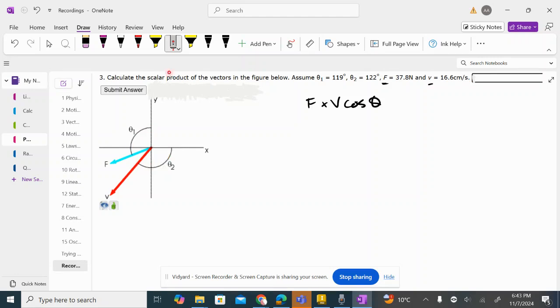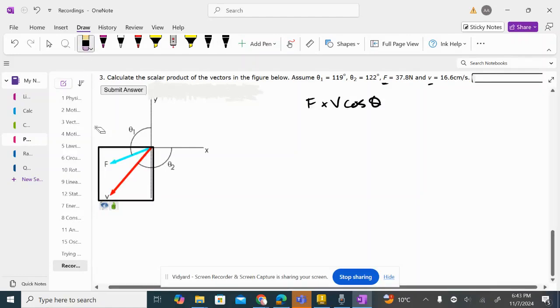Awesome. Last time my laser pointer didn't go away, but now it did. We don't need any of those. What we need is the angle in between F and V. Let's do that. How do we find it? We just sit there and think through simple math. We need to find this quadrant alone. We need to be able to get this quadrant alone.